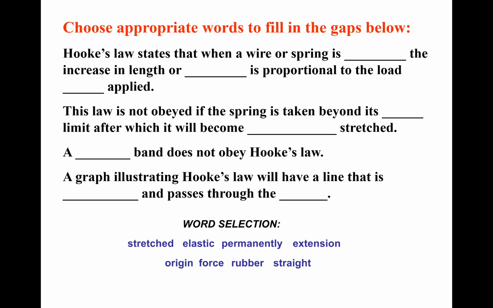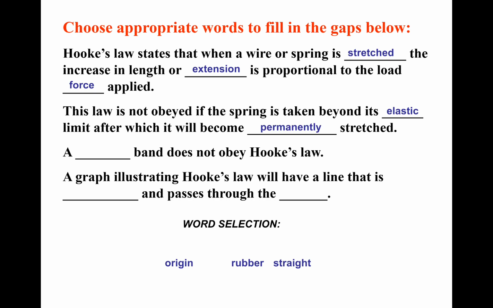Or answers. Hooke's law states that when a wire or spring is stretched, the increase in length or extension is proportional to the load force applied. This law is not obeyed if the spring is taken beyond its elastic limit, after which it will become permanently stretched. A rubber band does not obey Hooke's law. A graph illustrating Hooke's law will have a line that is straight and passes through the origin.